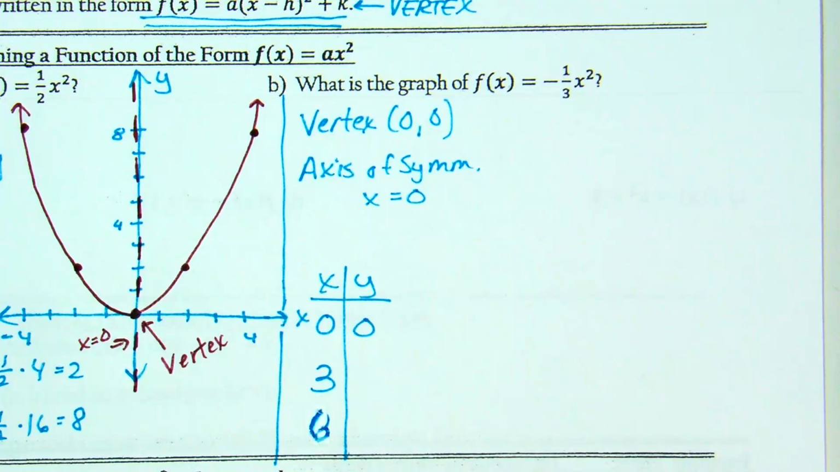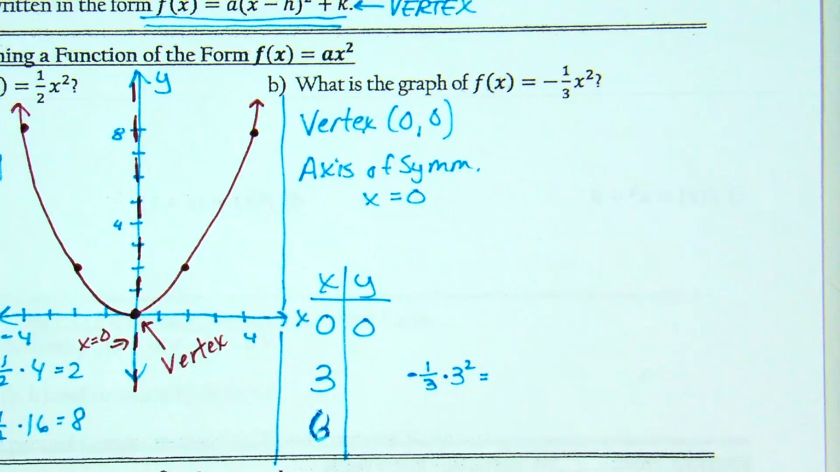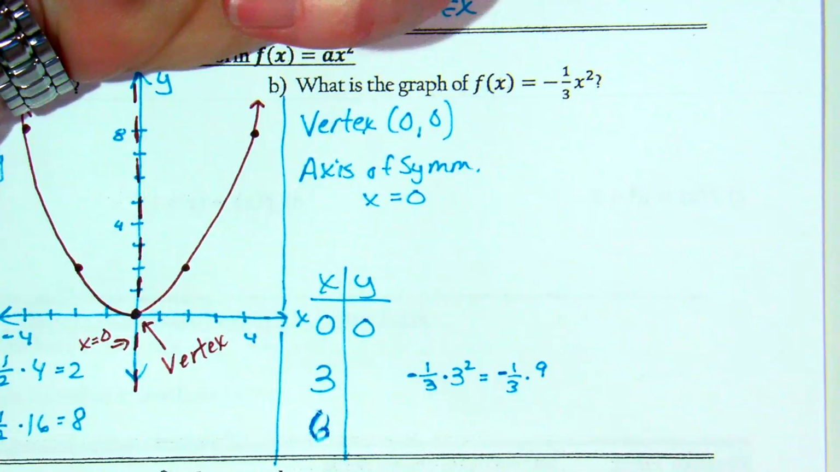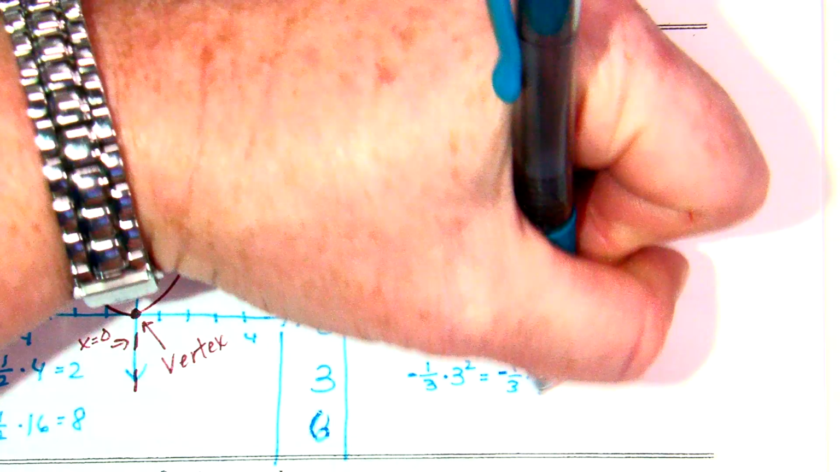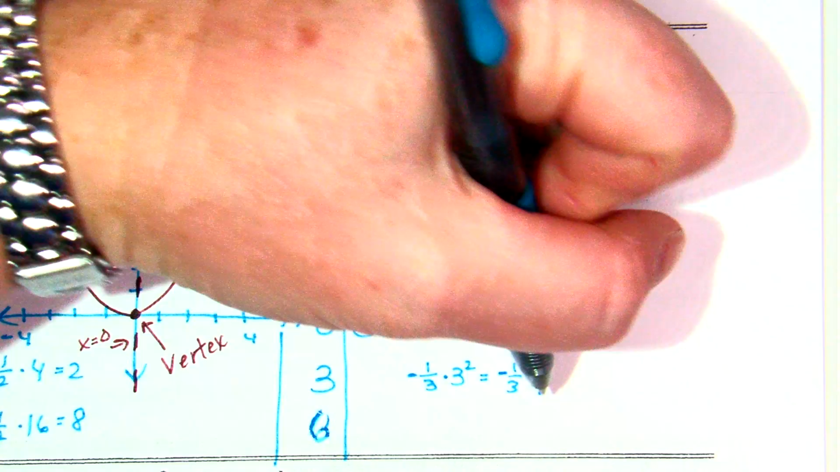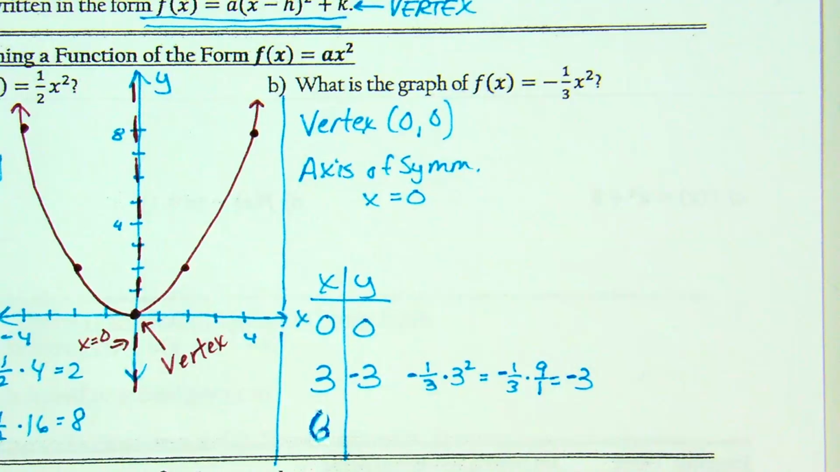Okay, so if we put in 3, I'll write the math down here. It's -1/3 times 3 squared. 3 squared is 9. -1/3 times 9 is -3. To do a third of something, you're dividing by 3. Or if you prefer, you can make this 9 over 1 and multiply across: 1 times 9, 3 times 1, 9 over 3, and 9 divided by 3 is still 3. Negative times a positive makes it negative 3.